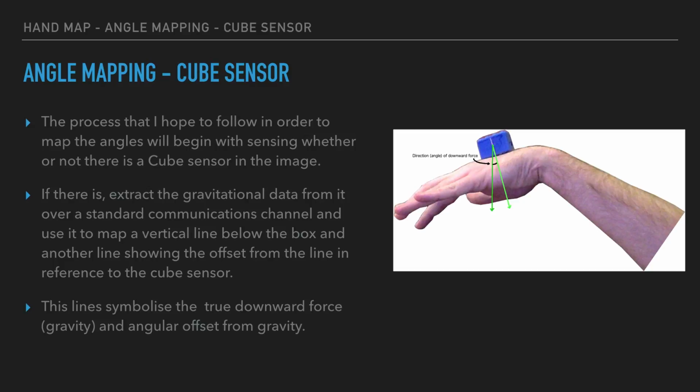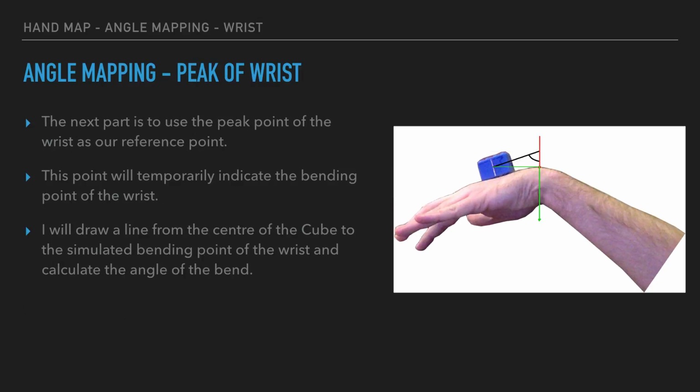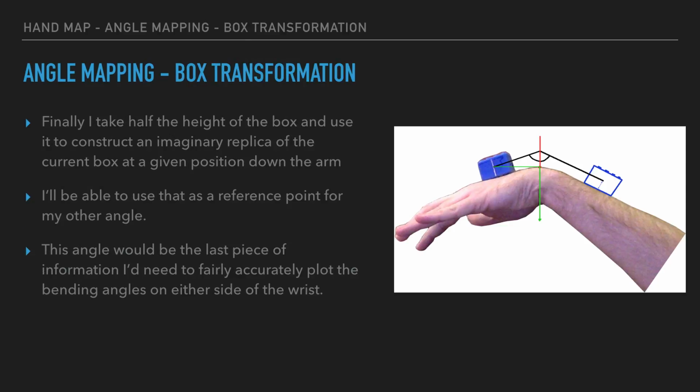This line symbolizes the true downward force, and the other line will symbolize the offset of gravity, i.e. the angle offset. The next part is to use the peak point of the wrist and draw a line straight up. I will use this temporary line in reference to another temporary line from the center of the cube to work out the angular difference of the bend in reference to the cube.